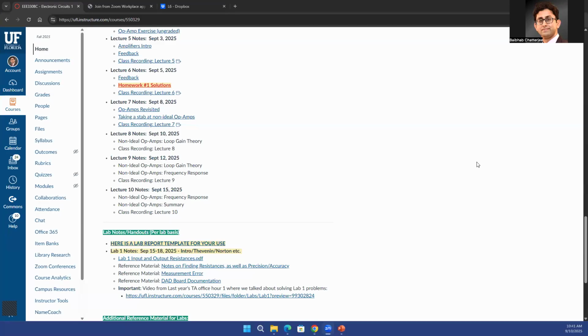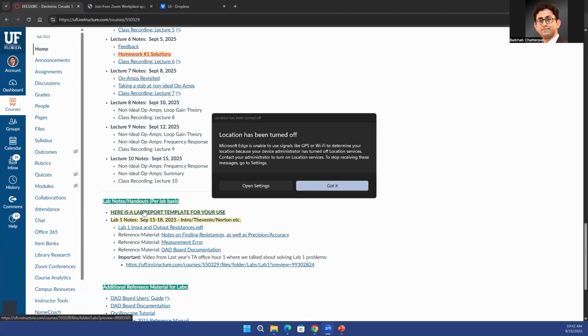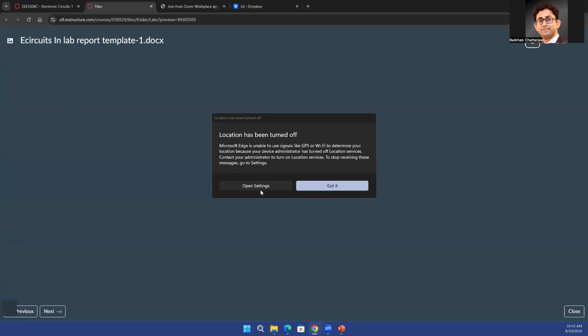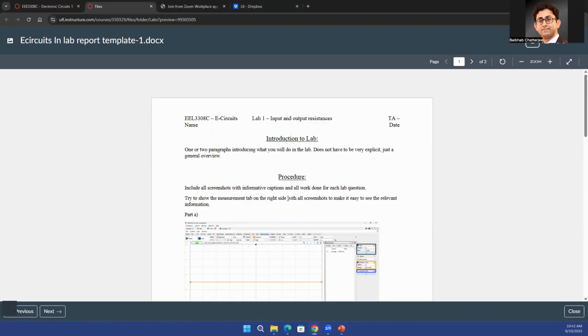All right, so there were a few questions on the GroupMe chat related to the labs and the format that you need to follow for the labs. We don't require any specific format, but we have uploaded a report template for you to use. Maybe you can just go there and see. It's basically just a very standard Word template.